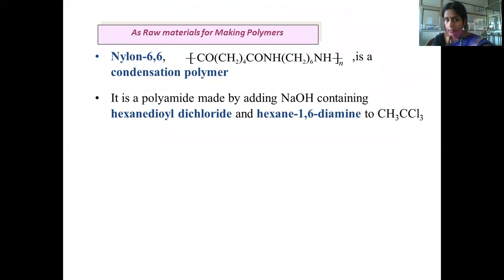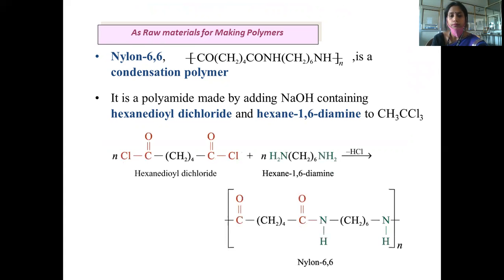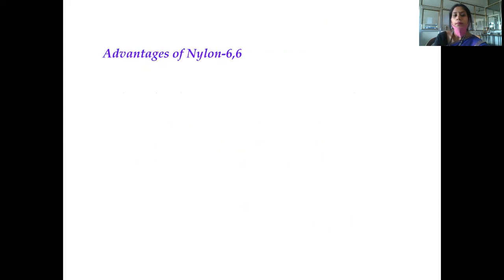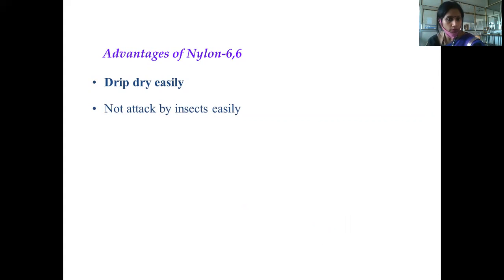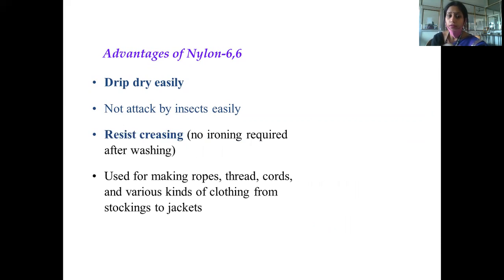Then they are also used as raw material. One common polymer is nylon 66, which is a condensation polymer formed by hexane dioyl dichloride with hexane 1,6-diamine. The reaction is also given. 6,6 because both the reactants have 6 carbon atoms. Why is nylon 66 used? Because it is a good polymer. It drip dries easily. It is not easily attacked by insects, and it resists creasing, so no iron is required. It is also used for making ropes, threads, cords, and various other things.